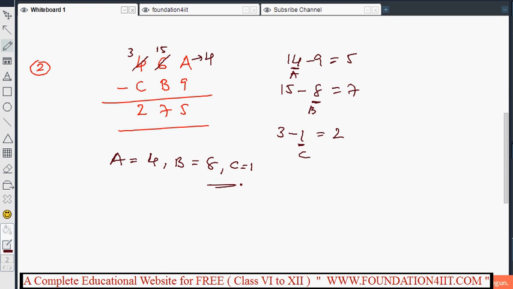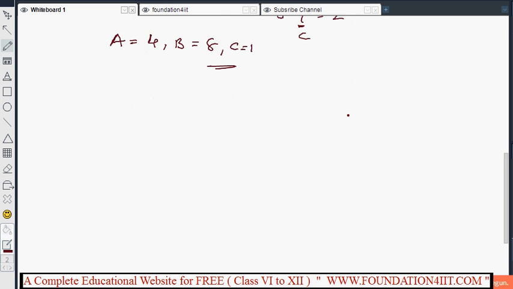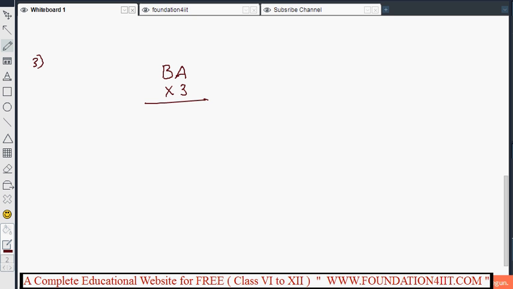So this is the way we need to carry the number over. Now one question for multiplication. Find the value of a and b in the following, that is b a into 3 is equal to c 7 4. So c is a single digit. Dash into 3 is equal to dash c 7 4.